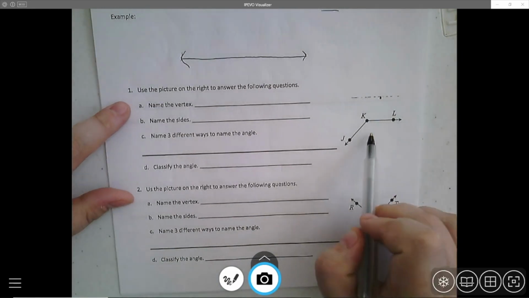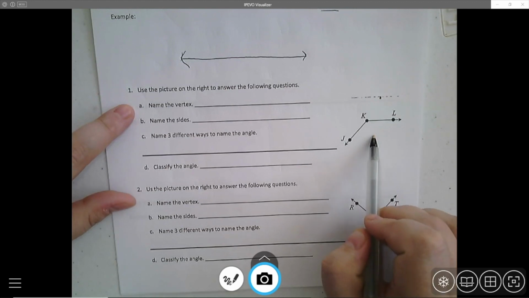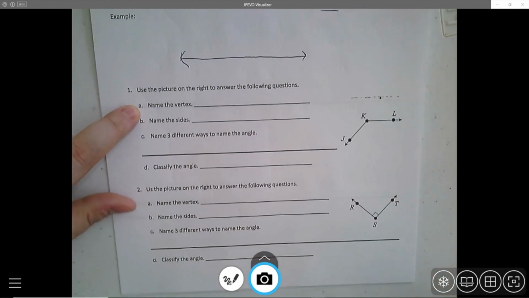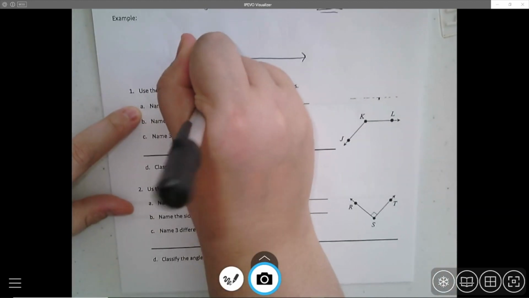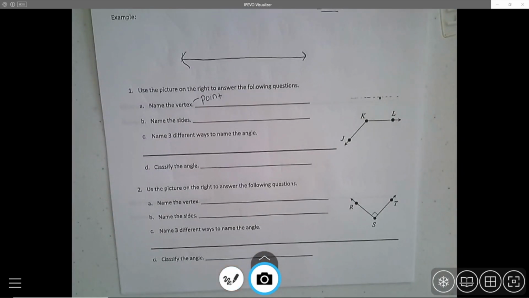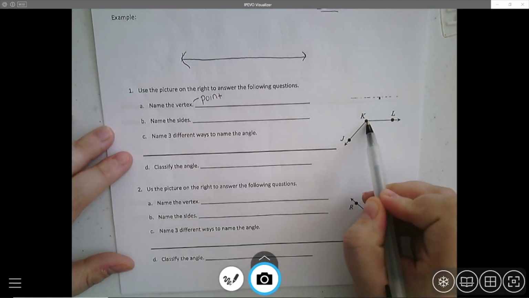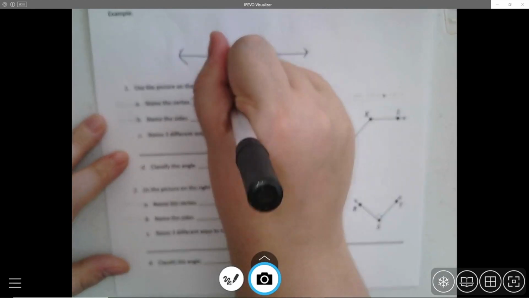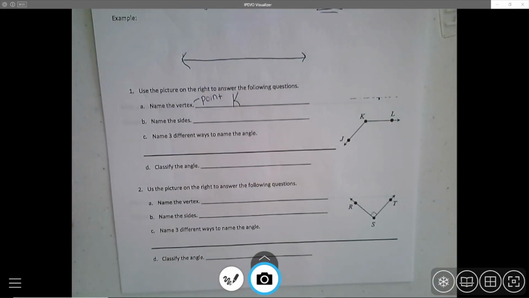So looking here at this first one, we're looking at this angle here to the right. First thing they want me to do is to name the vertex. First off, a vertex is a point, so we should be naming a vertex with a capital letter. Okay, the vertex is the point in the middle. The point in the middle is K, so I simply write a capital K there for the vertex.